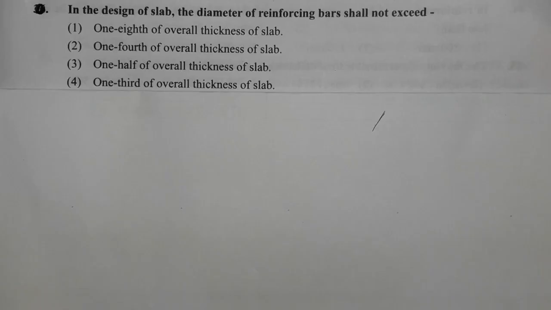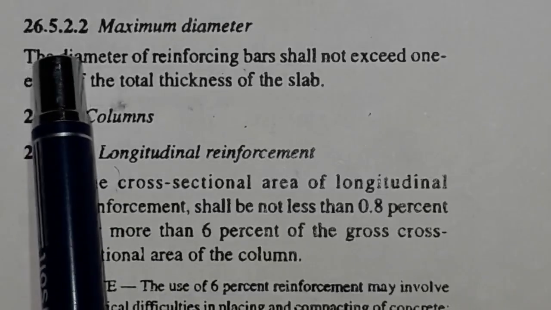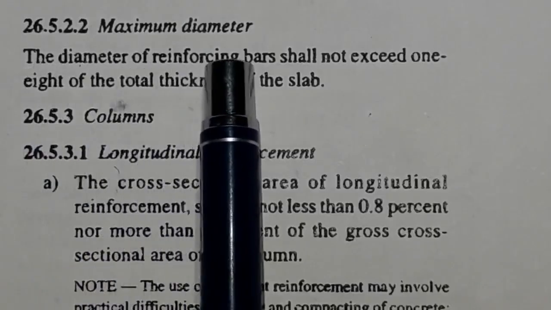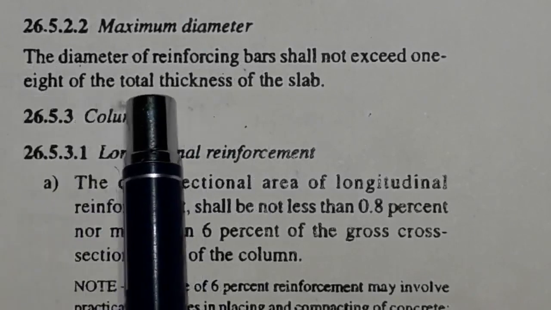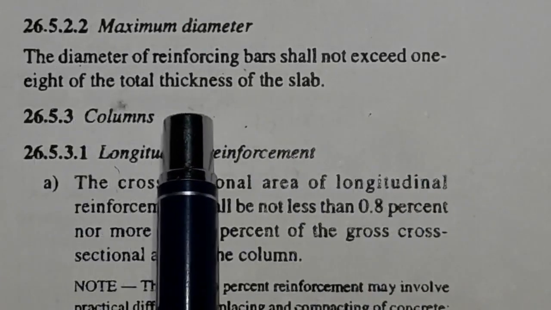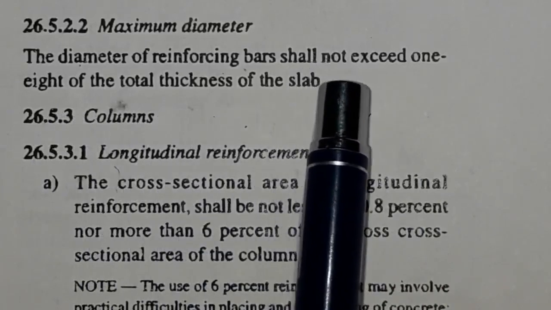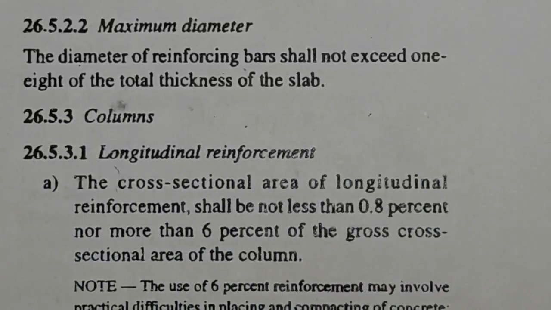Next question. In the design of slab, the diameter of reinforcing bars shall not exceed. Now to have the correct answer for this question, we will have to again refer IS 456. Clause number 26.5.2.2, maximum diameter. The diameter of reinforcing bars shall not exceed 1/8 of the total thickness of the slab, and that is why the correct option is option number 1.